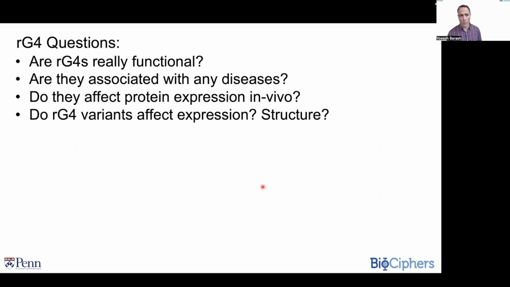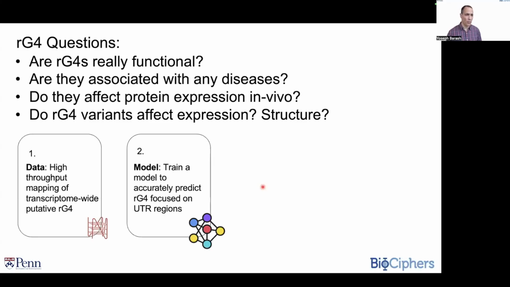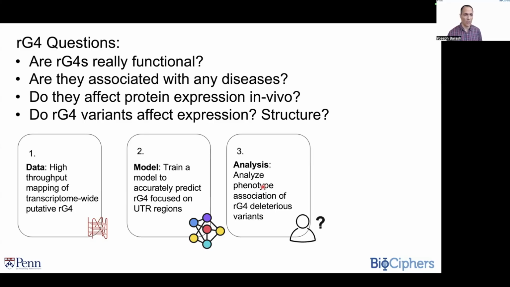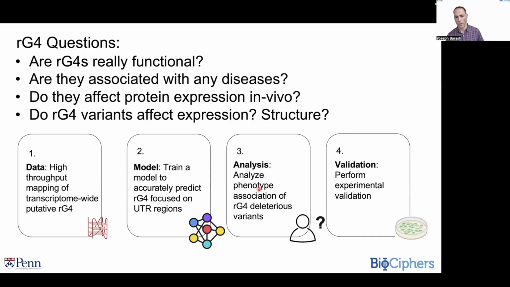Okay. And to go about answering the questions, we came up with the following pipeline. We start with the available high throughput data, and then based on that, we train a model. Once we have the model, we can run predictions and analyze associations with phenotypes for RG4 deleterious variants, and then we can also do validation to see that that's indeed the case. And that's basically what we set out to do. Okay, so let me now describe what we did.